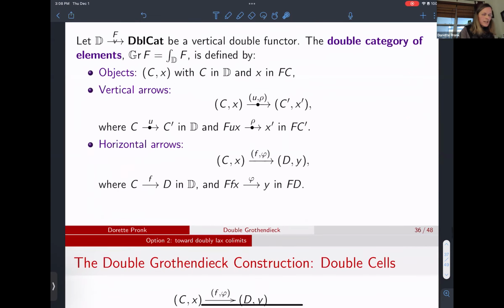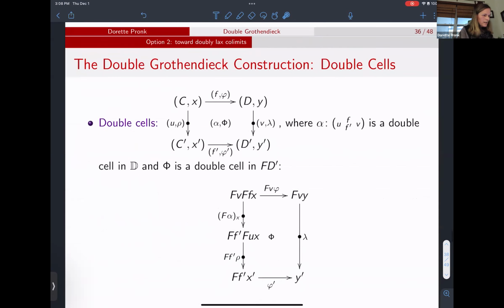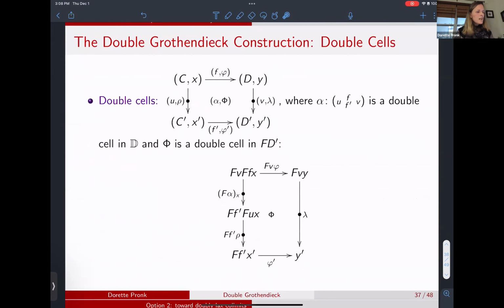We have to do the work on the double cells to make everything fit. So that's why we have a good look at things. So for double cells, the first coordinate is just an ordinary double cell in D. But for the second coordinate, you have to grab all your pieces together and make sure that it fits. And so the alpha will give me an F alpha X, a vertical arrow, from FFX to FUX.